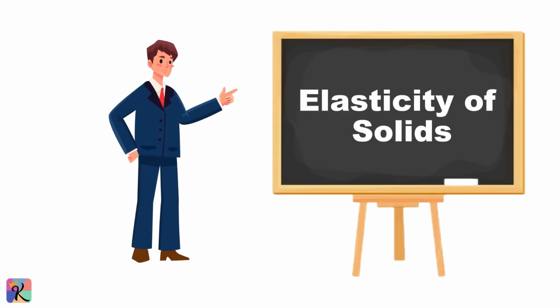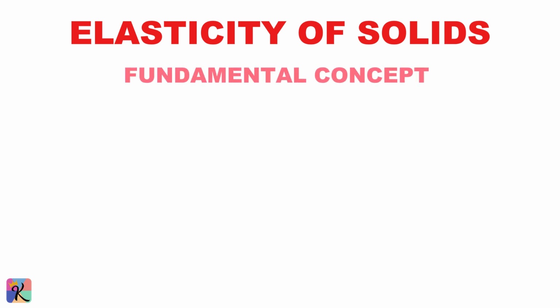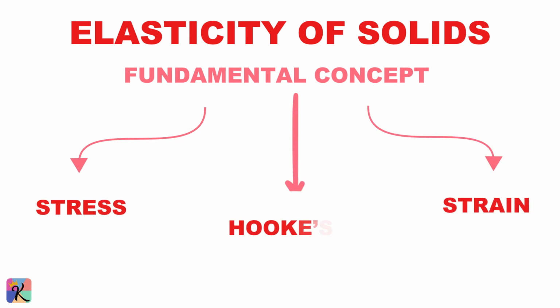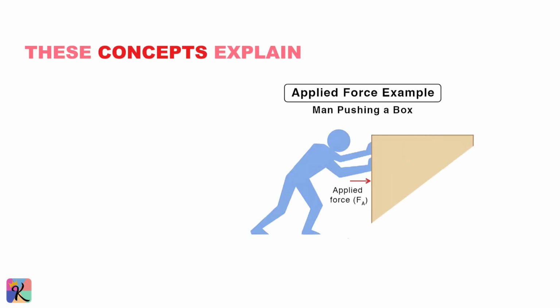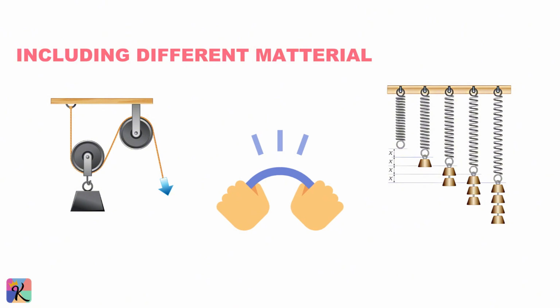The Elasticity of Solids. Introduction. The elasticity of solids is a fundamental concept in physics and engineering, covering topics such as stress, strain, and Hooke's law. These concepts explain how solid objects behave when forces are applied, including how different materials respond to tension, compression, and bending.